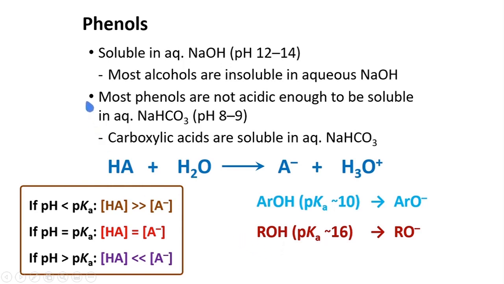On the second bullet here, most phenols are not acidic enough to be soluble in aqueous sodium bicarbonate because the pH of aqueous sodium bicarbonate is 8 to 9. The pKa of phenol is about 10, so there will be more phenol than phenoxide. The pKa of carboxylic acid is about 4, and if it's mixed with sodium bicarbonate, then you will expect that it will be deprotonated, and there will be more of the carboxylate, the negatively charged species, present in solution, so carboxylic acids are expected to be more soluble in aqueous sodium bicarbonate.